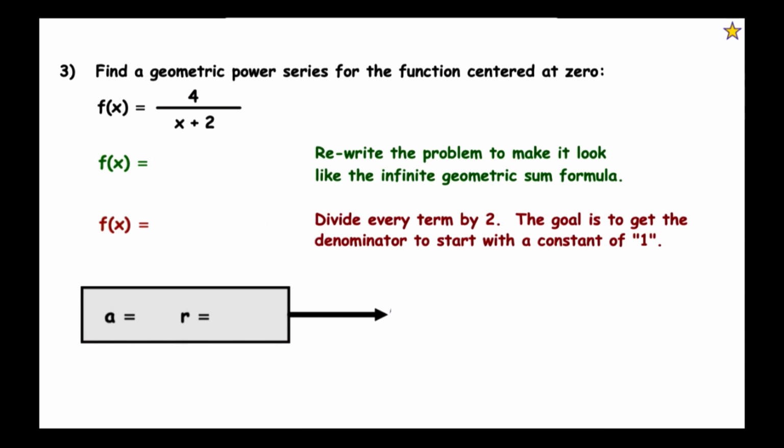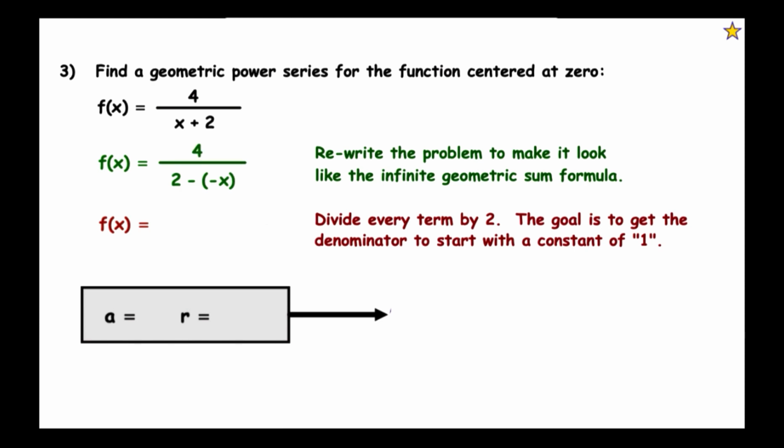All right, here in number 3, when you look at that problem, f of x equals 4 over x plus 2, you probably, at least at first glance, wouldn't say to yourself, oh, that's a geometric power series. This sort of takes some training. We're going to try to make it look like the formula that we just used, term 1 over 1 minus r. So the first thing I'm going to do is switch the order around in the denominator.